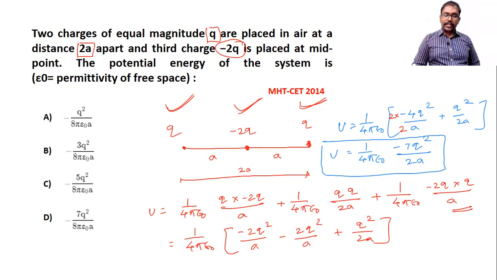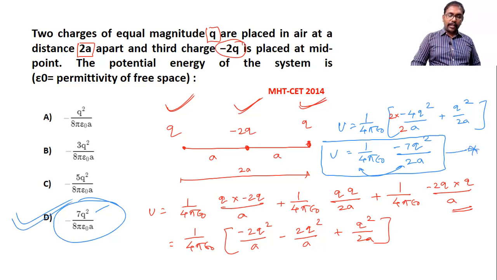So 2 into this 4 we can do. Then we get minus 7q square, we can see here, and below that 8 pi epsilon 0 a. So this is the correct option. You can see this is written in option D. So option D is the right answer for this question.